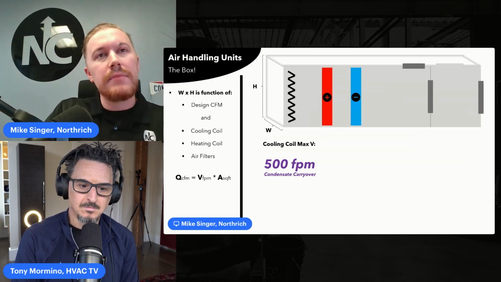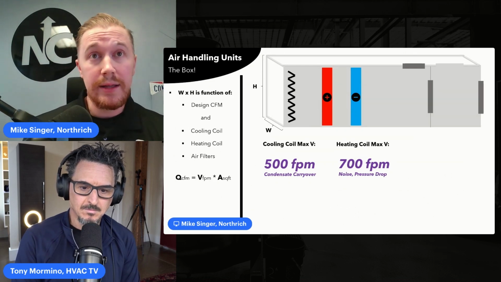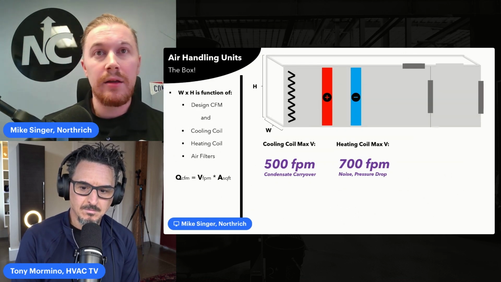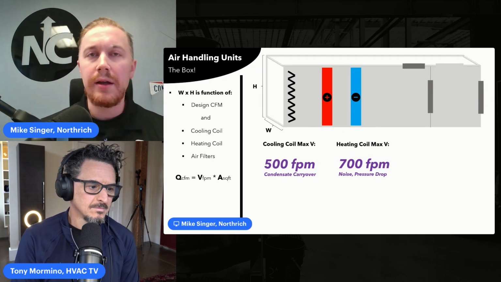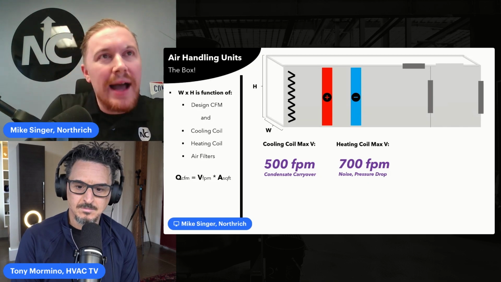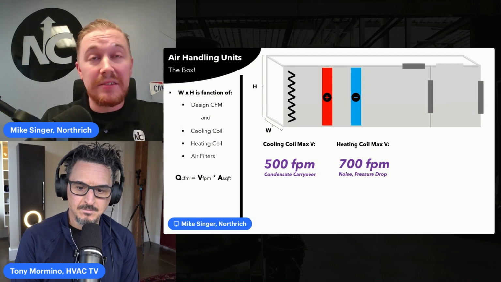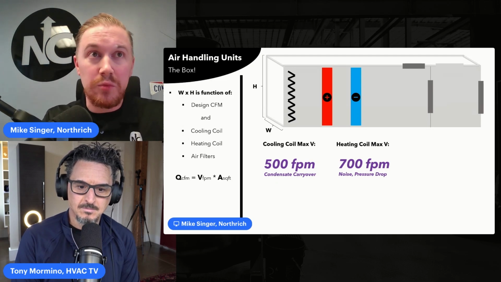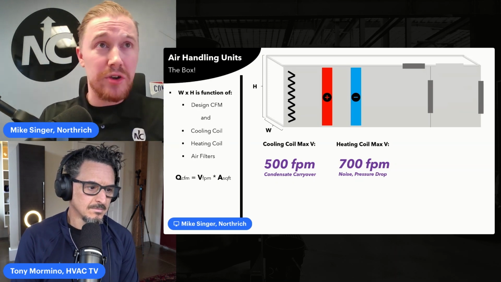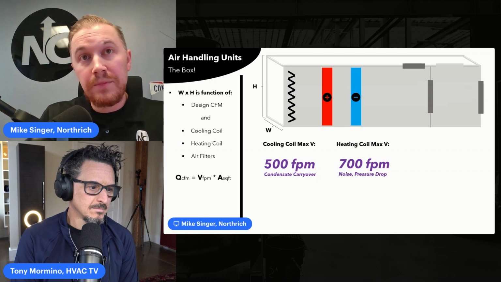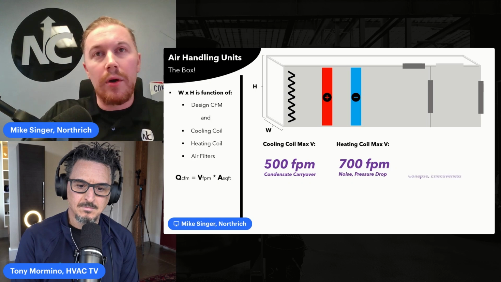So maybe we're limited by the cooling coil. If we have a unit that doesn't have a cooling coil in it, maybe there's just a heating coil inside, we might limit that velocity to 700 feet per minute. Some people might say a little bit higher. In this case, we're not concerned any longer about dislodging liquid water. We're only providing sensible energy. There's no condensate concern when we're heating. We're more concerned about noise generation and excessive pressure drop over the heating coil. So 700 feet per minute is a good rule of thumb if we're talking solely about a heating coil.